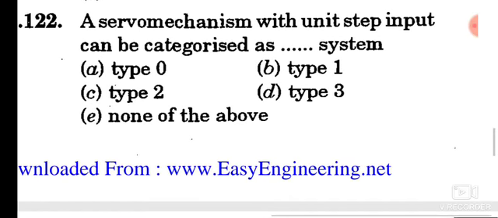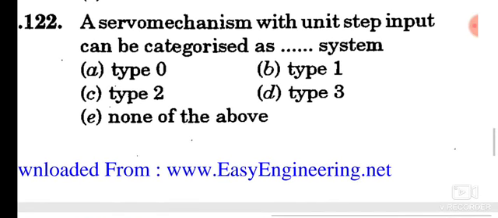Question number 122. A servo mechanism with unit step input can be categorized as a type 1 system.